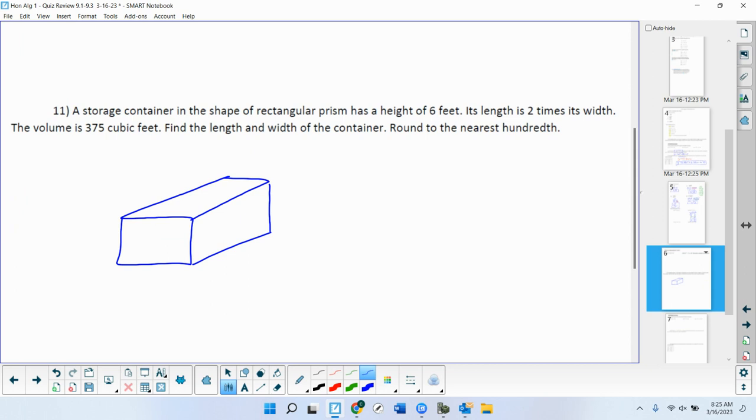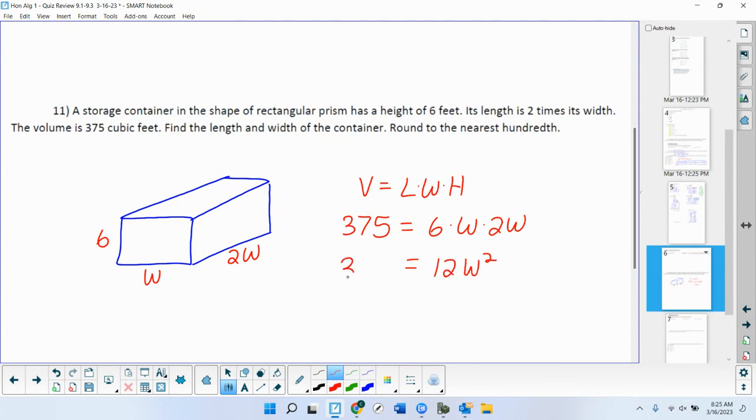All right, Natalie, you ready? Rectangular prism has a height of 6 and a length that is 2 times the width. So if this is the width, what's this? 2W. And it says the volume is 375. How do you find the volume of a rectangular prism? You just take these 3 and multiply them. So for volume, you put 375, and then you multiplied 6 times W times 2W. What was 6 times W times 2W? 12W squared. And then what did you do? Divide by 12.